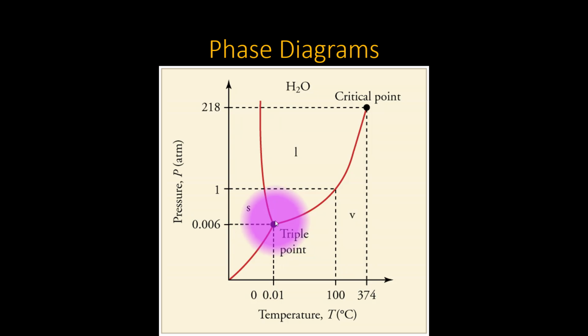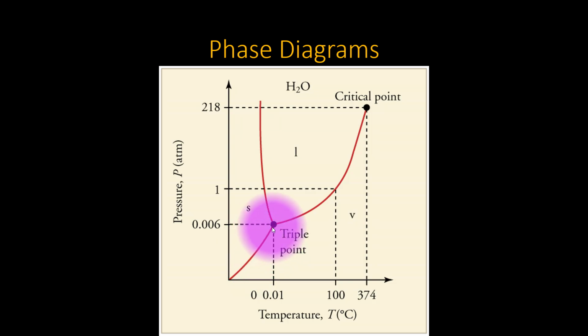The triple point right here is where all of the red lines intersect. At this one specific combination of pressure and temperature in the environment, you can have all three phases, solid, liquid, and gas, existing simultaneously. The red lines represent the regions where you can only have two phases at a time.